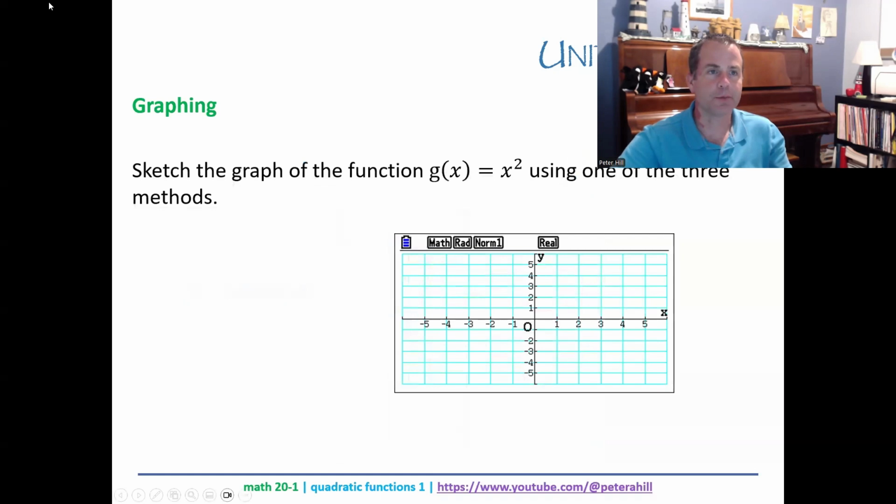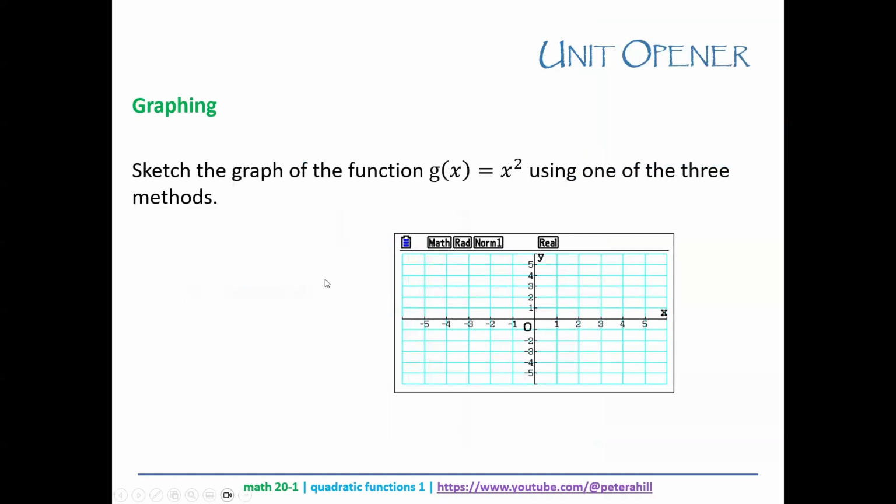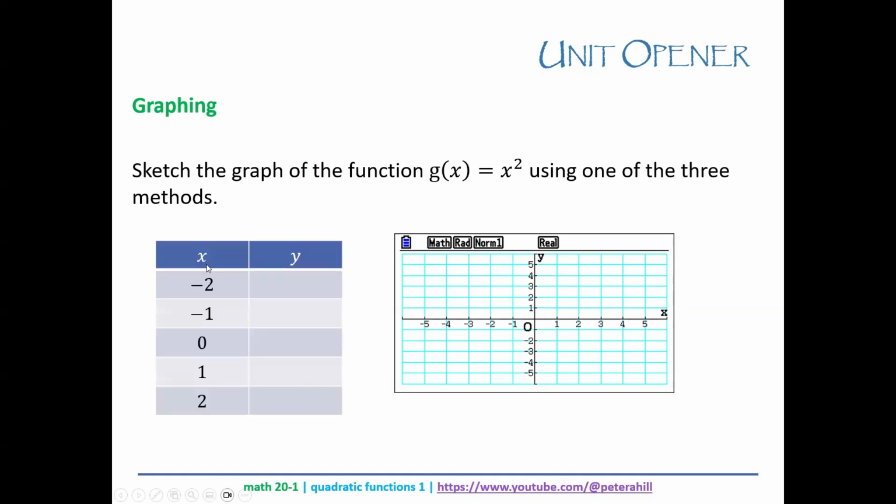Okay, I'm just going to hide one more sec here. Sketch the graph of g of x equals x squared using one of the three methods. Now, this one's a little different. When things are a little different, I'm going to go to a table of values. So I'm going to create a table of values. I'm going to go to -2, -1, 0, 1, 2 for my x values, plug those in and get my y values. So -2 squared is 4, -1 squared is 1.